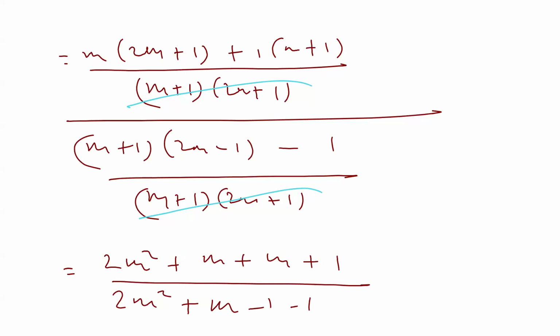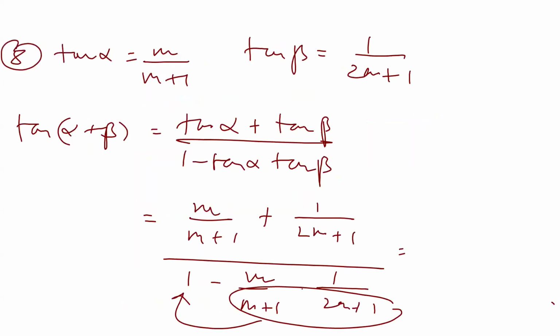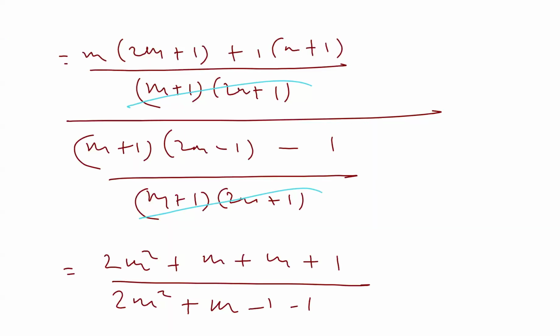So let me just go back. m into 2m plus 1 plus m into 1 into m plus 1. m into 2m plus 1 plus 1 into m plus 1. Okay, and down it is, yeah, so this is plus 1. So I think I made a mistake over here, plus 1. Fine. Okay. So this will be the multiplication of these two brackets. Fine.